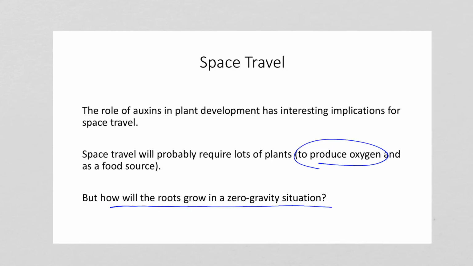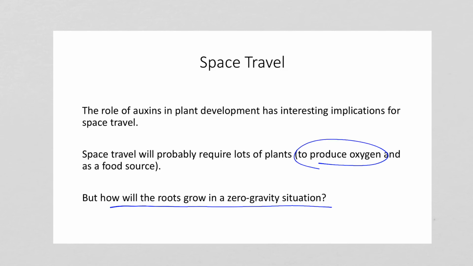Are they just going to end up as a tangled bunch in a ball, or are they going to go in all directions? Really interesting. There's all kinds of stuff to do with gravity and things acting really weird in space. For example, how does a fire burn in space? What would the shape of a flame be if there's no gravity and things like that? But here we're just talking about plants.